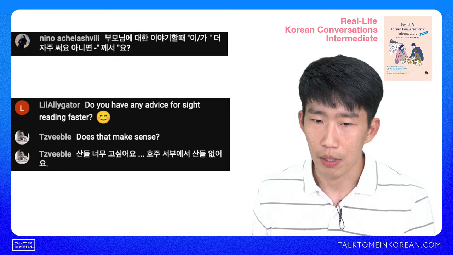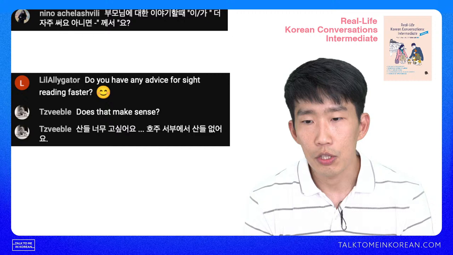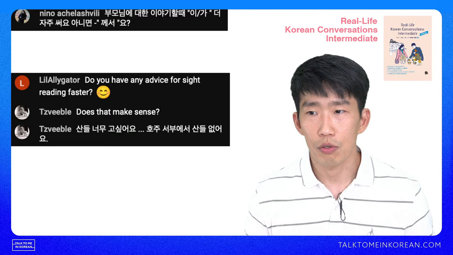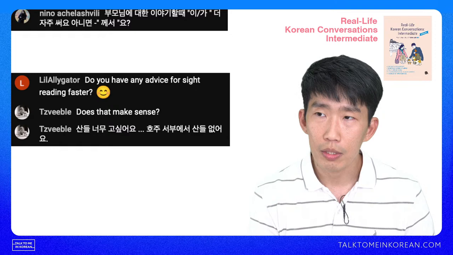And do you have any advice for sight reading faster? The only thing that I can say is you have to read a lot more. Just like exercising, you have to do more of it to get better at it. There's no other tactics or anything like that that I can mention right now.